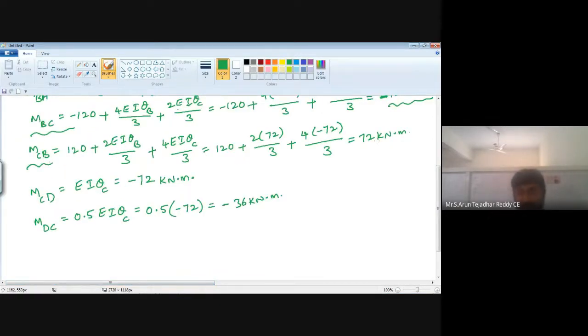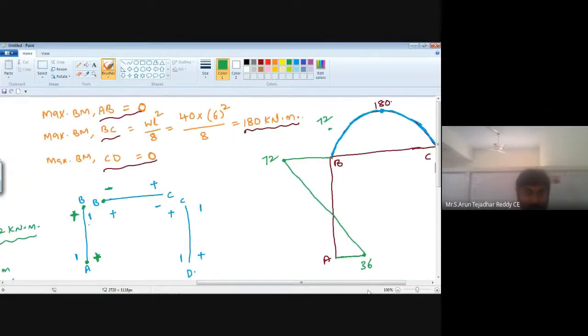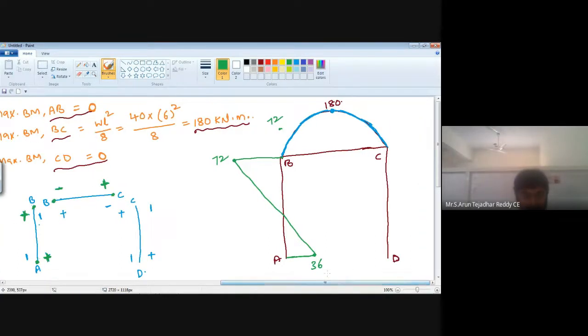CB, MCB is 72 kilonewton meter. Our value is positive value. Once check C to B. This is C. C to B. We got positive value. So above the beam. It means exactly here. Somewhere here. That is also 72. Okay.